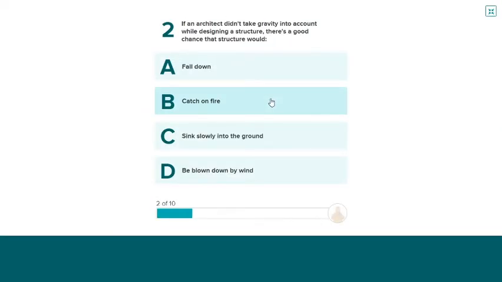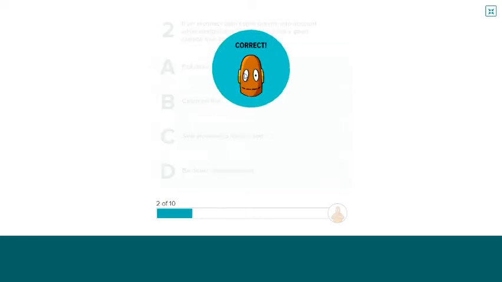Question number 2. If an architect didn't take gravity into account while designing a structure, there's a good chance that structure would fall down, catch on fire, sink slowly into the ground, be blown down by wind. Well, letter C is not correct because gravity is just the opposite. It wouldn't bring it down to the ground like that. I think it would probably fall down, right? Because the gravitational force pulls things to the earth.